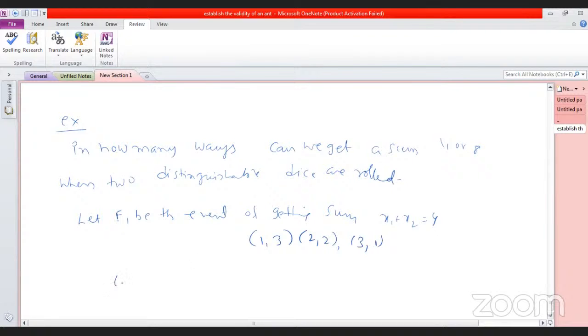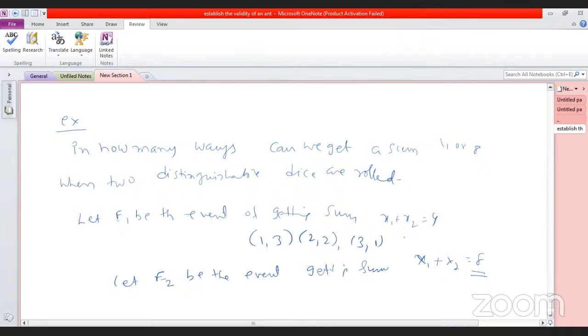So therefore let E2 be the event of getting the sum x1 plus x2 equal to 8. Why? Because 4 or 8 is given in the problem.